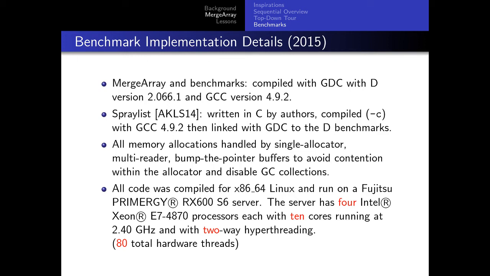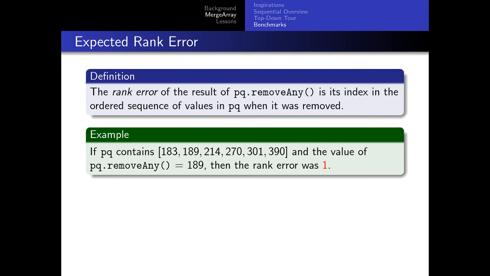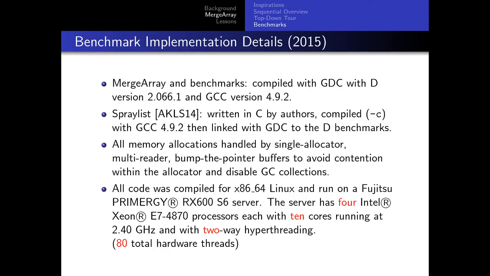So I wrote this back in 2015 with D 2.066.1. I did it with GDC, and the data structure I was comparing it to was written in C, so I was able to just link it very easily. And I didn't use the garbage collector. I'd have my own bump-the-pointer kind of thing. And I ran all this on an 80 thread machine. There are 4 processors with 10 cores and 2-way hyperthreading. So that's 80 hardware threads.